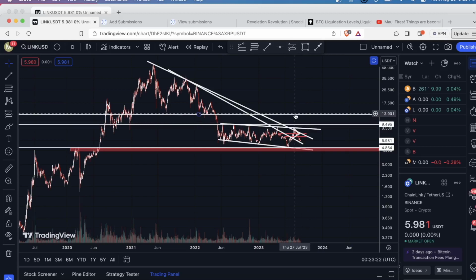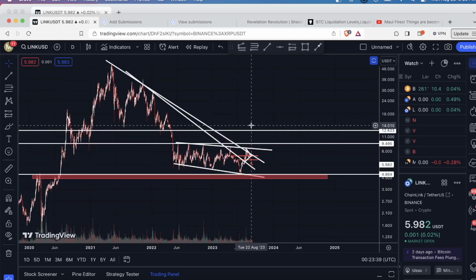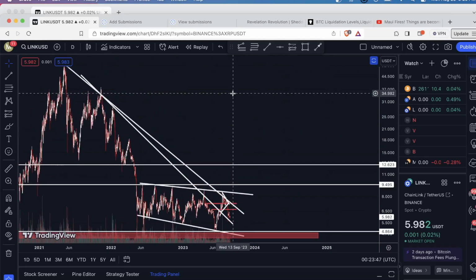And obviously, if we break this level right here, this $12 and about $12.77, and we start closing weekly candles above here, then I think it's only a matter of time before we make our way up and start retesting the previous highs here. All right, guys, that's just a quick update on Link.